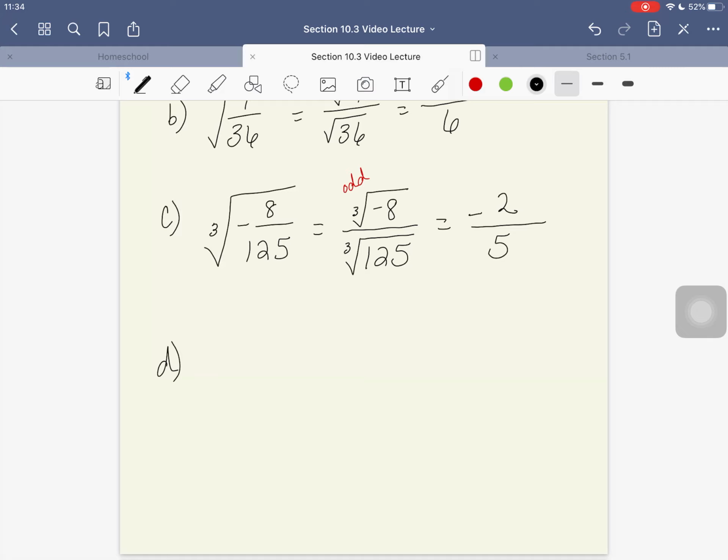Okay, let's see. The cube root of 7 over 216. I can write that as the cube root of 7 over the cube root of 216. I can't simplify the cube root of 7, so I will leave that as the cube root of 7. And the cube root of 216 is 6.